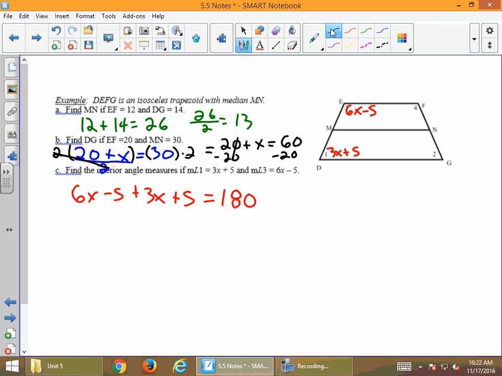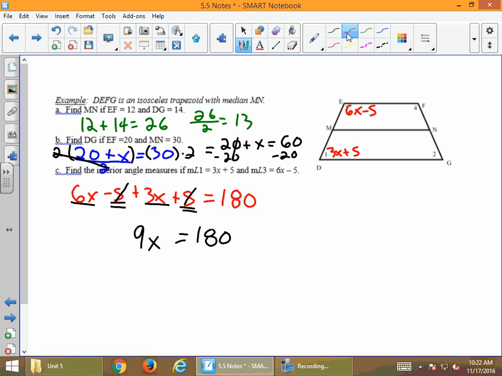And you guys are getting pros at this. You know that once I write the equation, the next step is combining like terms. Some of you are already going for it. Go right ahead. Let's see what's going on. 6x and 3x is 9x. Calculator's up. Negative 5 plus 5 is 0. I tricked you, you didn't need a calculator for that one. Equals 180.